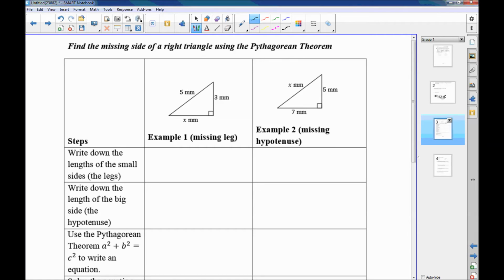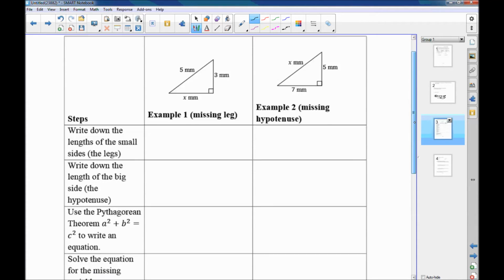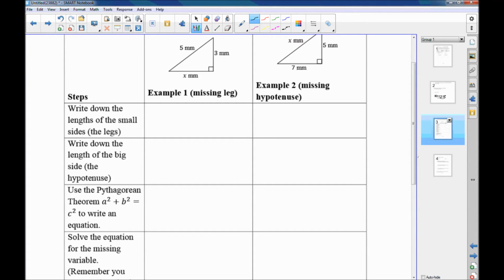All right, on our next page, we have a review of the Pythagorean Theorem. This is a graphic organizer on how to find the missing side of a right triangle using the Pythagorean Theorem. So first step, we have two examples here. We have one example where the missing side is a leg and another example where we have a missing hypotenuse.